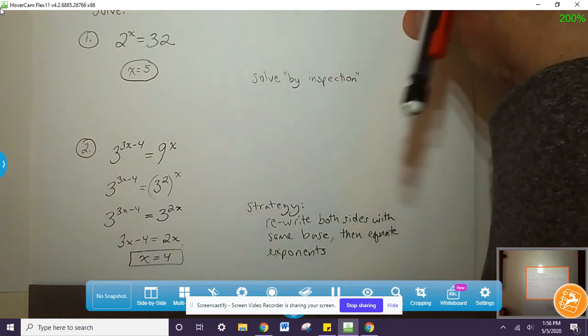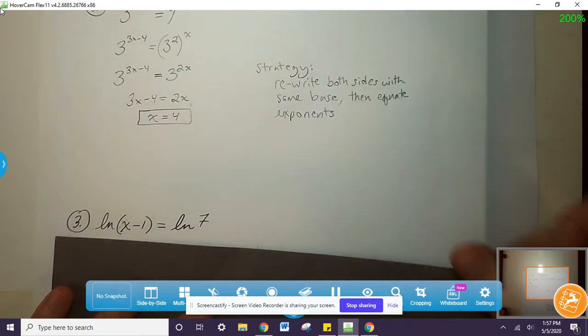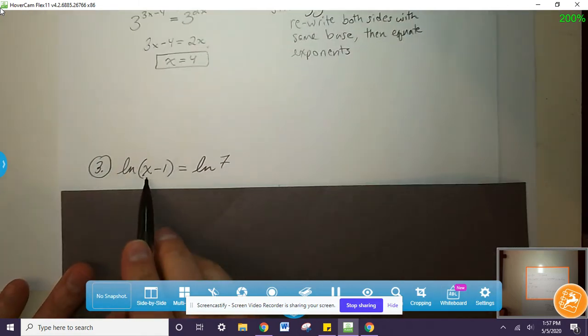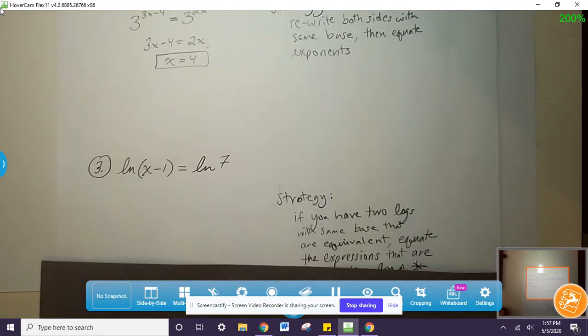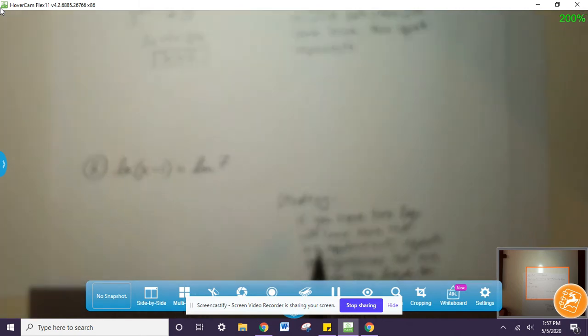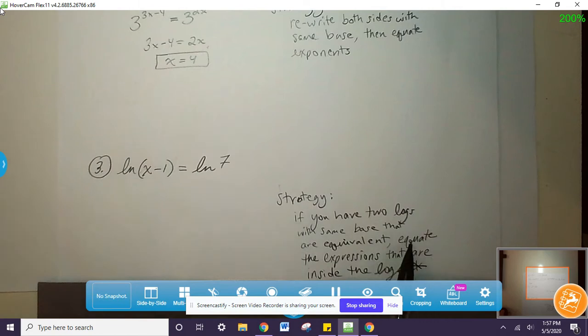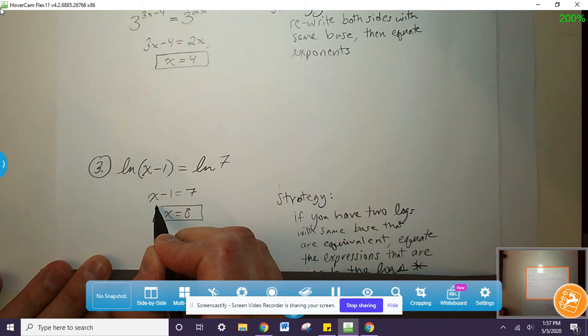And for our next of our kind of warm-up problems, these are the quick ones for today. We have natural log of x minus 1 equals natural log of 7. And what we can do here, again, is use one of those properties from the other day. So if we have 2 logs with the same base, so this is natural log, they both have base e, and these are equal to each other, then we can equate the expressions that are inside the logs. So I can set x minus 1 equal to 7, and then just move the 1 over to get x equals 8 as my final answer, and we're good to go.